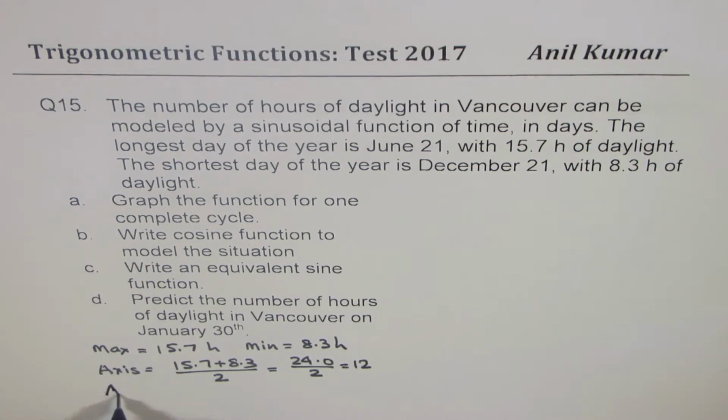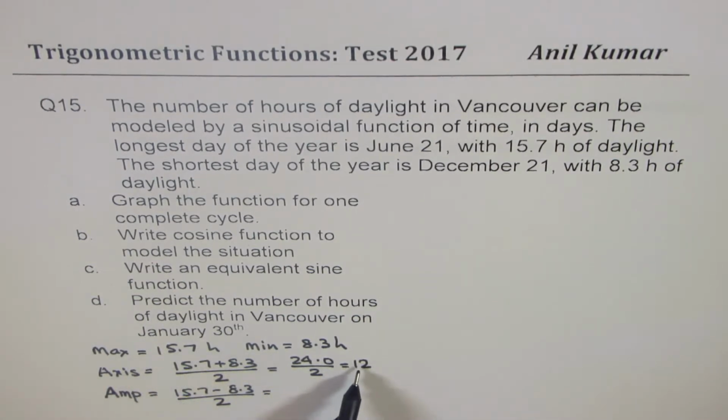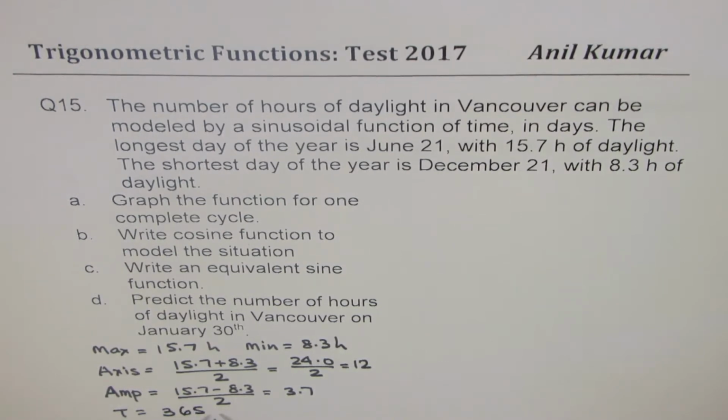Amplitude A, let's say amplitude, is equal to their difference divided by 2, which is 15.7 minus 8.3 divided by 2. The other way is, from maximum you can take away the average. What you get is 3.7. So 15.7 take away 12 will give us 3.7, which is the amplitude. Now time period is given to us as 365 days, which will give us the k value as 2 pi divided by 365.